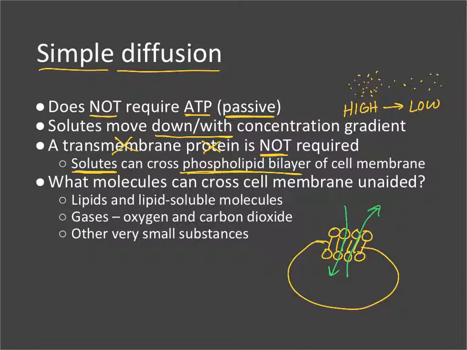Now, simple diffusion also refers to once stuff is kind of inside the cell, that material is going to start spreading out. So it doesn't always involve crossing a cell membrane. Sometimes it just means that it's going from a high concentration area to a lower concentration area.